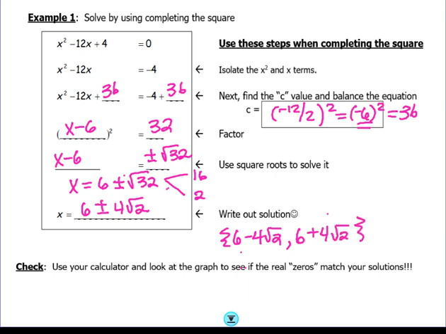Now we could enter this in the calculator into y equals and find our zeros to check our answers. But we would get decimal answers. Unfortunately, our calculator won't give it to us in this form. Alright, it's just about practicing that process. So let's practice some more.